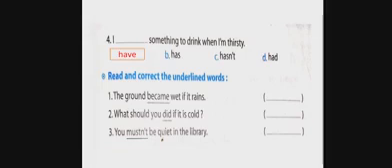Read and correct the underlined words. The ground became wet if it rains, and this is a fact. Here it is zero conditional. The ground becomes wet if it rains.